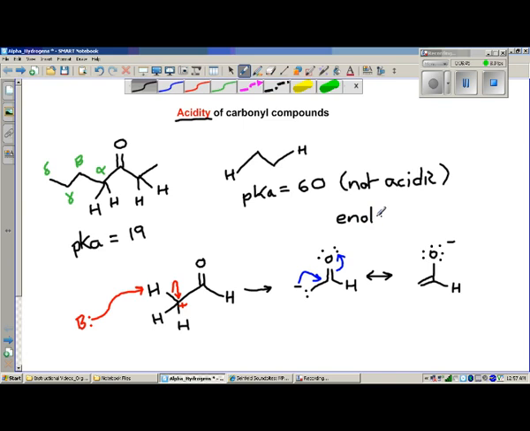And enolates are going to be a big focus of this chapter. Big focus. So if there's one thing you want to take from this chapter, it's about enolates and what they do.